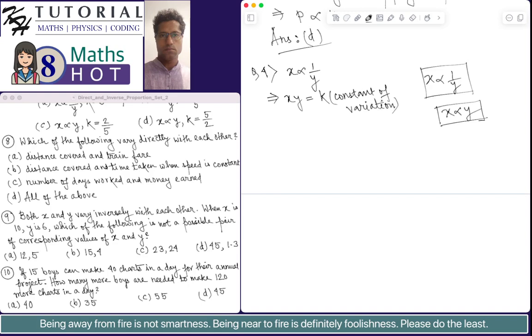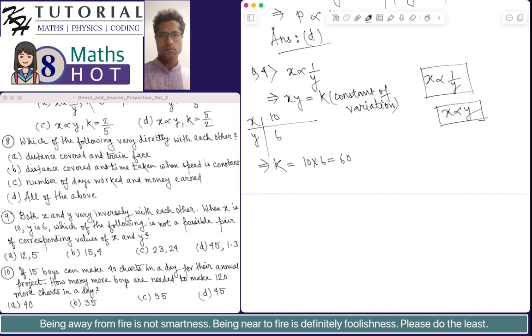Now we need to check. It is asking which of the following is not a possible pair of corresponding values of x and y. If you just create a table of x and y, one set of corresponding values is given: when x is 10, y is 6. So this clearly says that the constant of proportion or variation k is equal to 10 into 6, which is equal to 60.